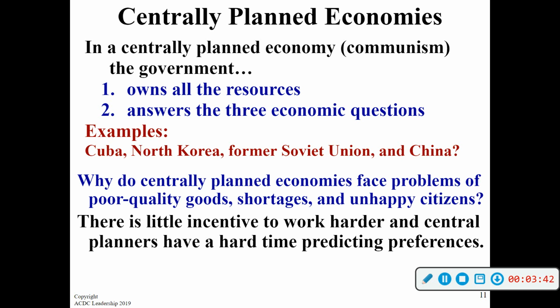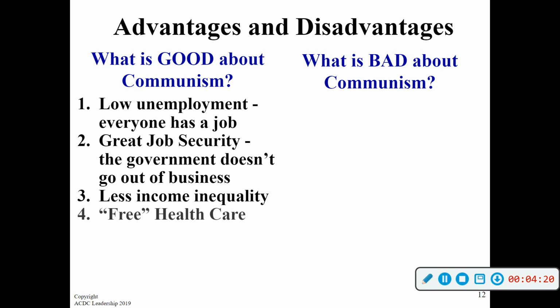But anyways, in theory, why do centrally planned economies face problems of poor quality goods, shortages, and unhappy citizens? There's little incentive to work harder, and central planners have a hard time predicting preferences. Meaning, if the government's going to make all these decisions for society, then it almost has to be a one-size-fits-all program, because there's not enough manpower or time in the day to go around to every single citizen and ask, what do you like? It's easier to say, all right, here's what you get. We're going to provide it for you, but you're all going to get the same thing whether you like it or not.